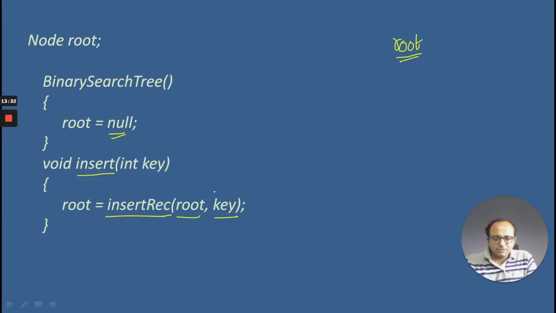So after performing the insertion operation, the tree gets modified. The binary search tree is updated and that will become the new binary search tree. So root will be representing that newly updated binary search tree. So this is the purpose of writing root = insertRec(root, key).